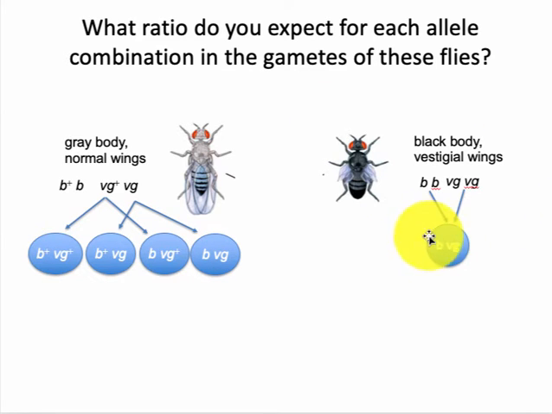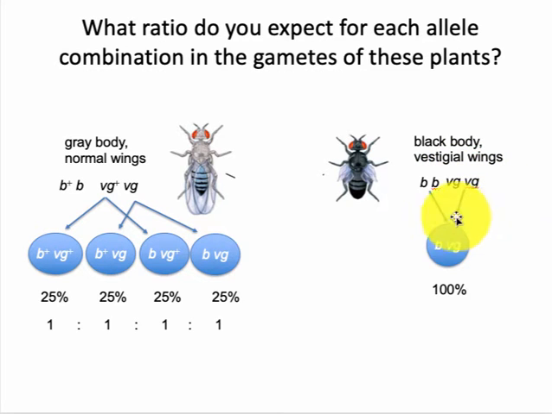This fly over here only has one type of allele for both of its chromosomes. It only has the recessive allele, and for VG, both of its chromosomes only have the recessive allele. So we expect that 100% of the gametes this fly produces are going to have a recessive B and a recessive VG allele. But here, since we have 4 possible combinations, we expect that each of these combinations is equally as likely. So a quarter of the gametes produced will have both dominant alleles.